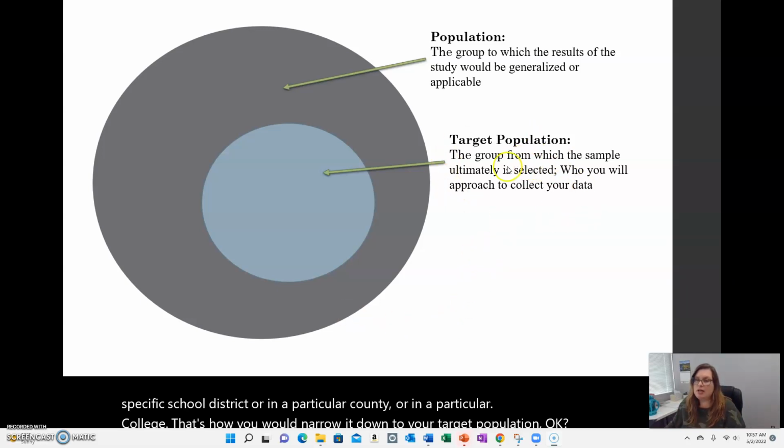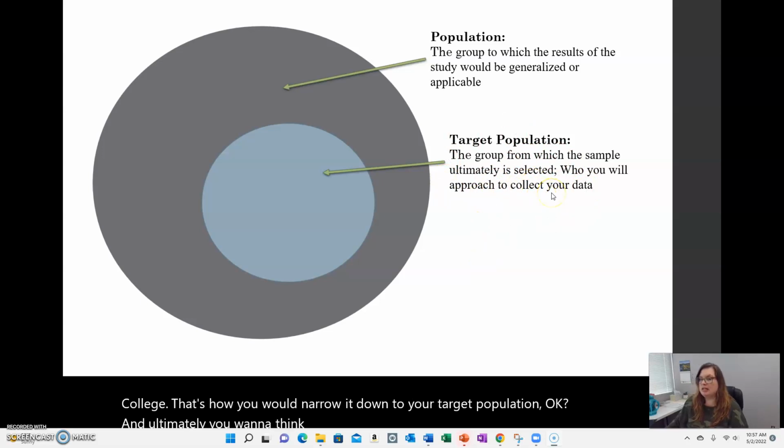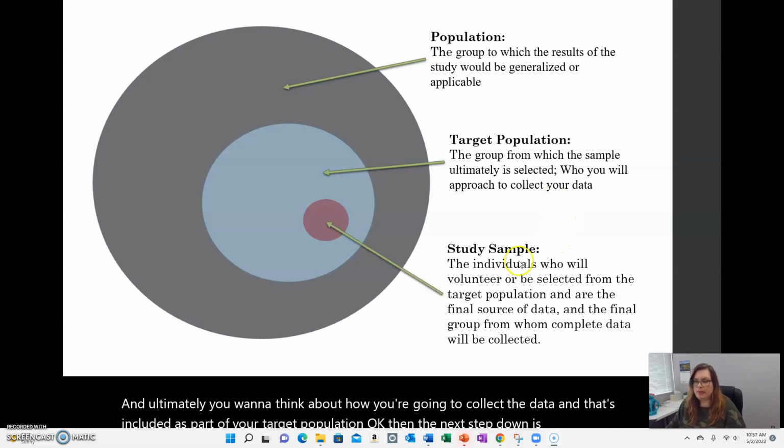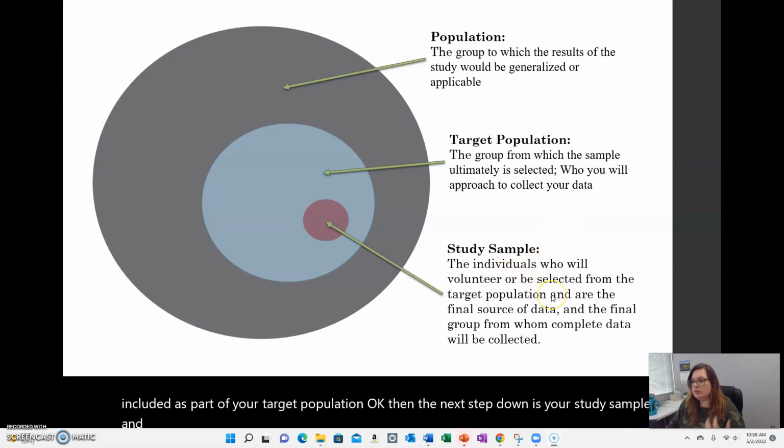And ultimately, you want to think about how you're going to collect the data, and that's included as part of your target population. Then the next step down is your study sample. These are actually the individuals that participate in your study and are the final source of your data.